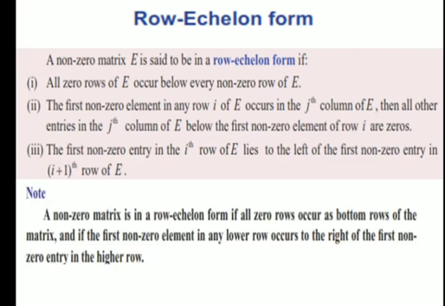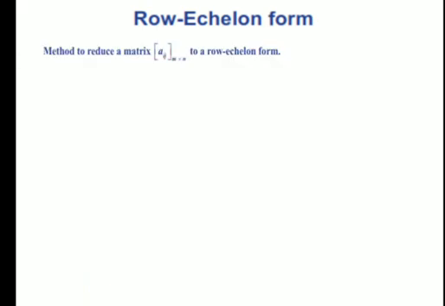Note, a non-zero matrix is in a row echelon form if all zero rows occur as bottom rows of the matrix and if the first non-zero element in any lower row occurs to the right of the first non-zero entry in the higher row. Method to reduce a matrix A ij, m into n, to a row echelon form.